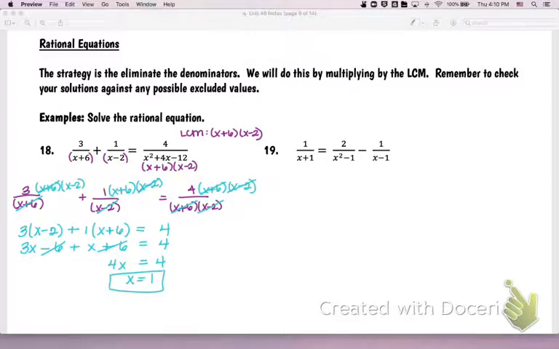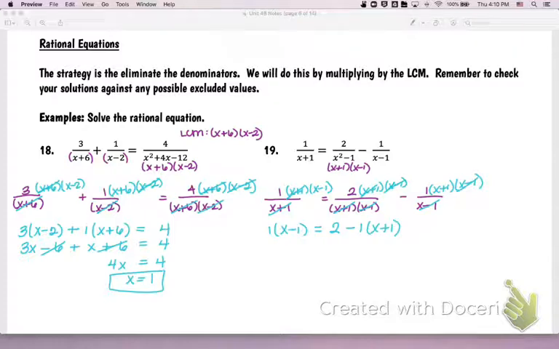Okay. So let's walk through number 19 together. We start by factoring. The only thing that needs to be factored is this one, x plus 1, x minus 1. So see if you can decide what your LCM is, and then multiply through and see if you can cancel all of those denominators. Pause your video, and I'll come back in 3 seconds.